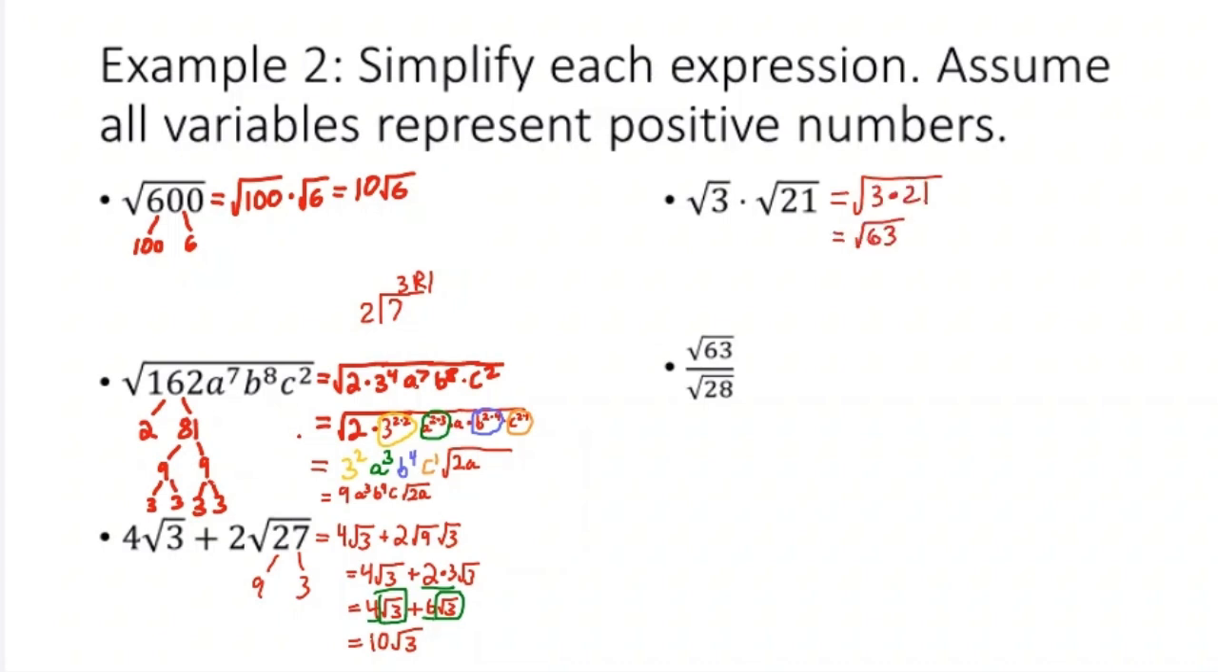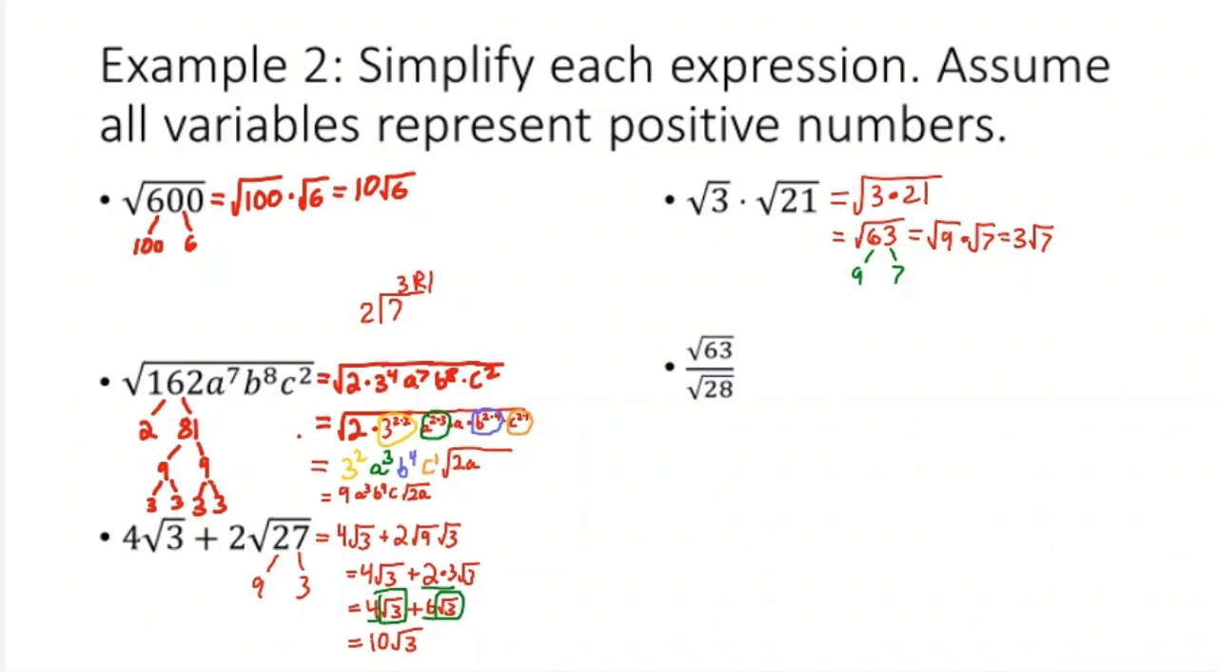Now let's check to see if we can simplify. Well, 63, thinking about factors of 63 that are perfect squares, that was 9 times 7. So the square root of 63 is the same as the square root of 9 times the square root of 7. Square root of 9 is 3. Square root of 7 we can't simplify. The square root of 3 times the square root of 21 equals 3 root 7.